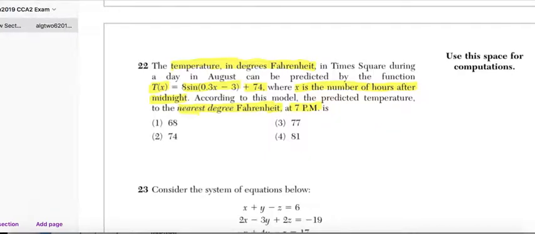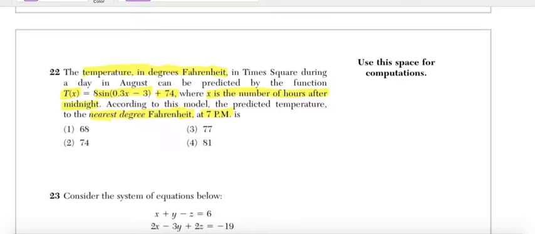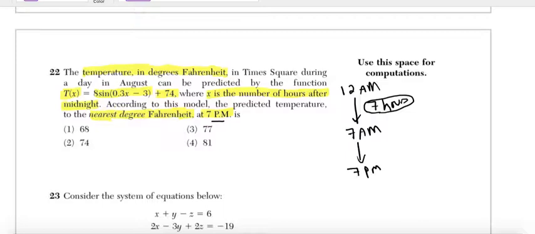we need to do two things. First thing, we need to find out how many hours pass because x is the number of hours after midnight. So midnight is 12 a.m. So it's easy to think, okay, 12 to 7, that's 7 hours, but we got to be careful. 12 a.m. is midnight, right? So you go to 1 a.m., 2 a.m., all the way to 7 a.m. in the morning. That's 7 hours. All right? Then, but we've got to go to 7 p.m. You need another 12 hours to go to 7 p.m., right?